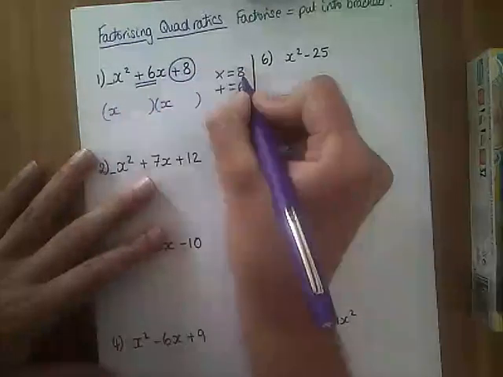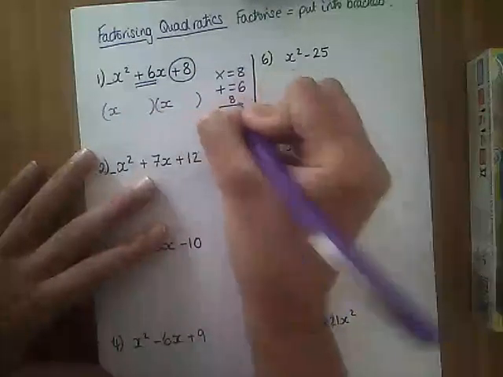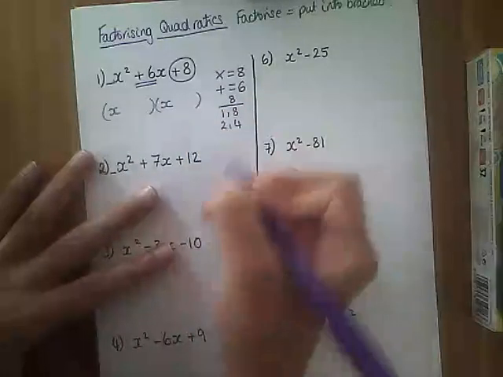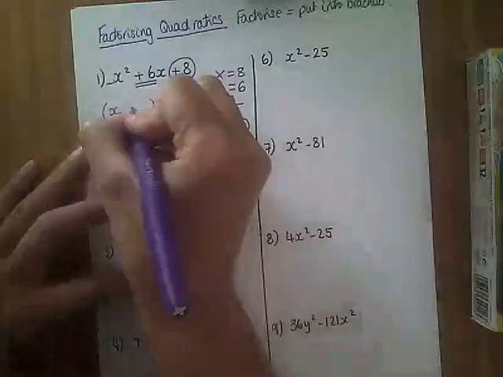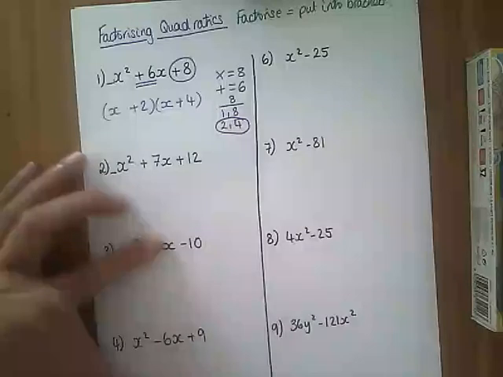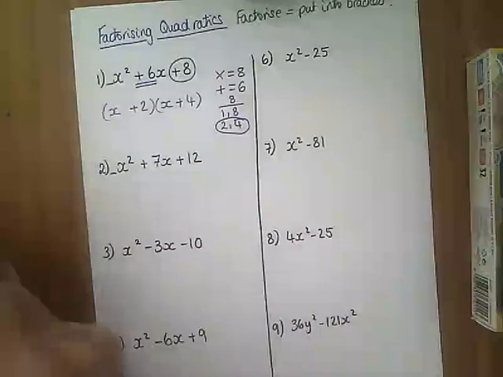Okay, so obviously, if you can't think of them, think of factors of 8. So we've got 1 and 8, 2 and 4. Which pair of factors adds to get 6? It's going to be 2 and 4. Doesn't matter which way round you write them. So that factorises to x plus 2, x plus 4.